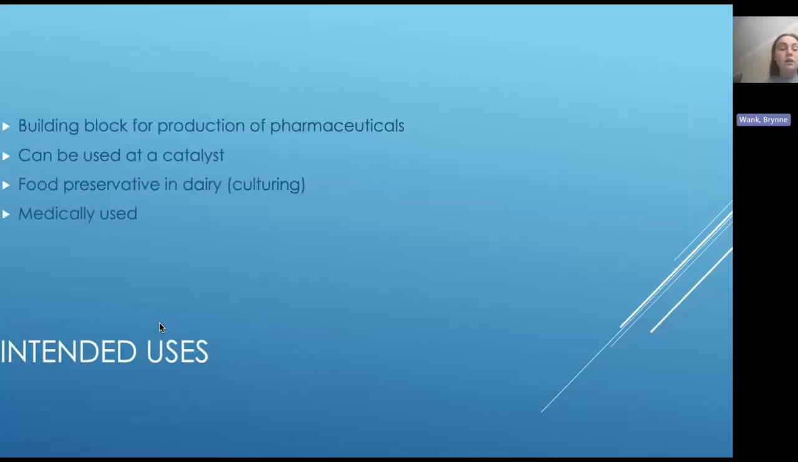As far as intended uses, lactic acid, in a molecular chemistry sense, is used as a building block for production of pharmaceuticals. It can also be used as a catalyst. It's also used as a preservative in food, as far as dairy, like culturing for yogurts and stuff. But fun fact, I'm a nurse.